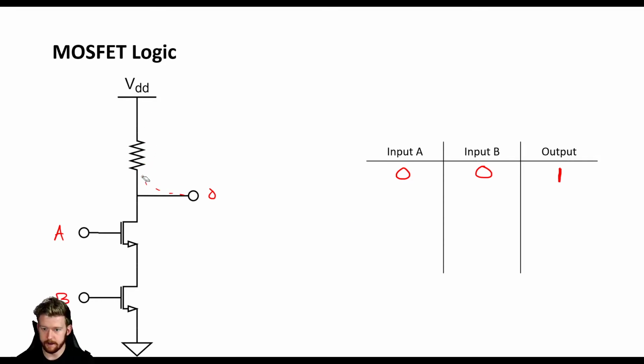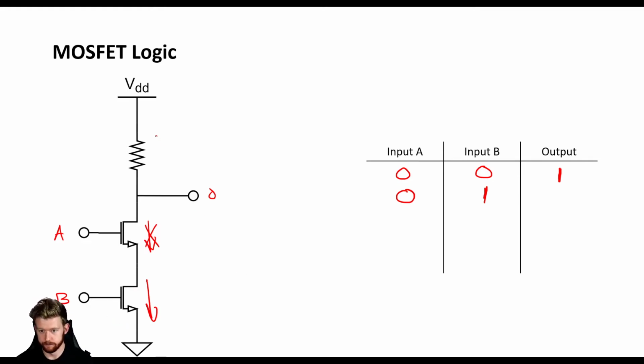Now let's look at the case where input B is on and input A is off. Input B is trying to conduct current, but this MOSFET, input A, says, "I don't want to conduct any current at all." So this MOSFET is going to block that current from ever flowing. Even though MOSFET B down here is trying really badly to get current to flow, MOSFET A is not going to let it happen.